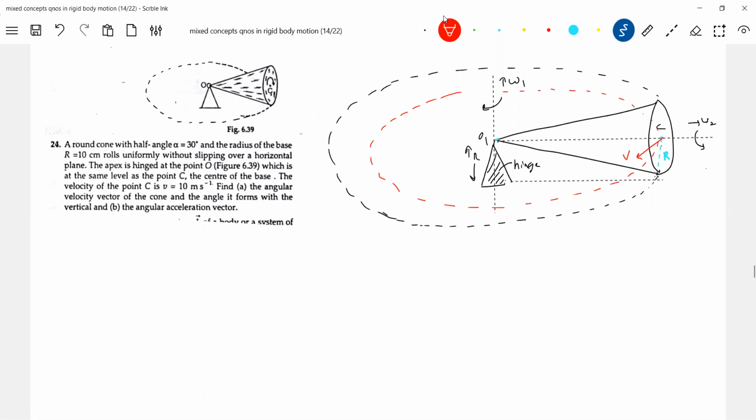So that center of mass will be moving at a height r above the ground in a circular path. And let small l be the length O1C, the height of the cone. Okay, these are the assumptions we are making. Let's come to this one. Don't get scared.